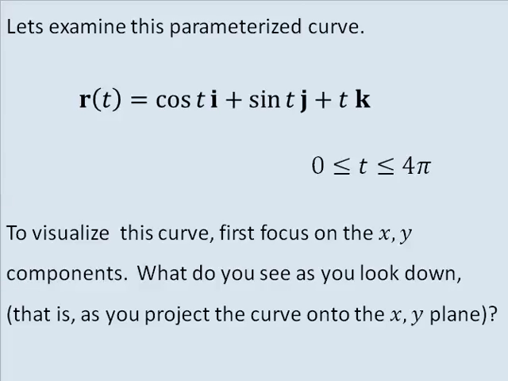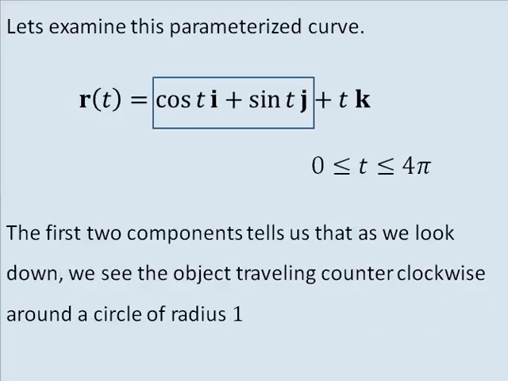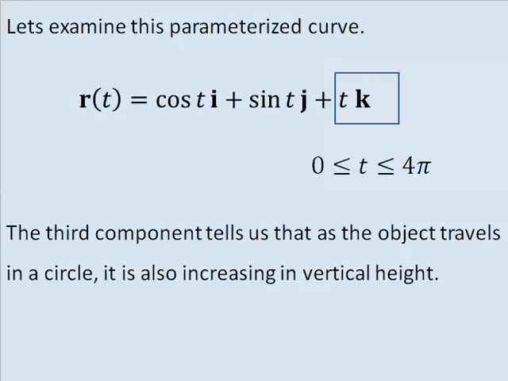Let's examine this parameterized curve. R of t equals cosine of t i plus sine t j plus t times k. To visualize this curve, first focus on the x-y components. What do you see as you look down? That is, as you project the curve onto the xy plane. The first two components tell us that as we look down, we see the object traveling counterclockwise around a circle of radius 1. The third component tells us that as the object travels in a circle, it is also increasing in vertical height.